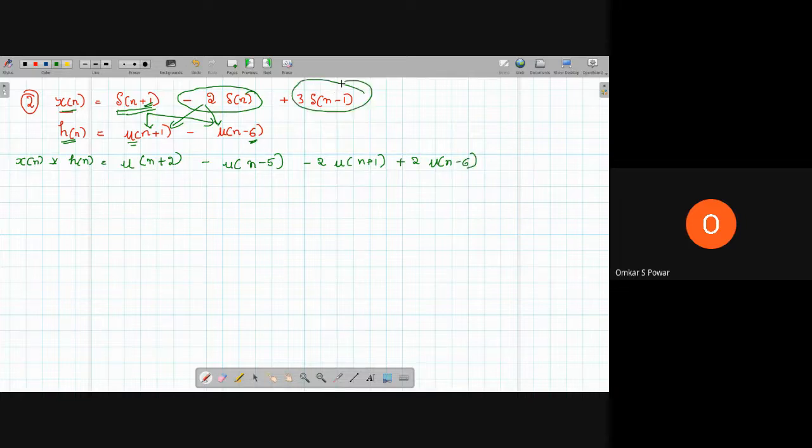Then the final one, 3 del of n minus 1. So 3 del of n minus 1 into u of n plus 1. So that's equal to 3 u of n, and this one you have to multiply. So it will be, I'll write it here, minus 3 u of n minus 7, because minus 1 and minus 6.